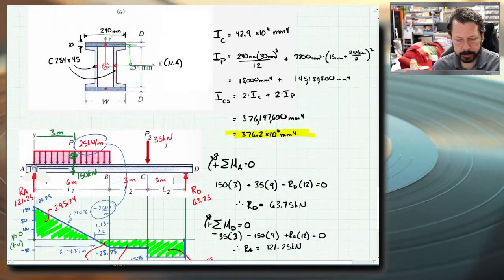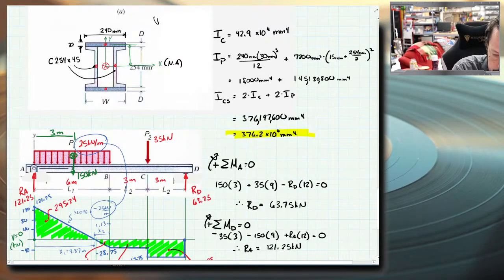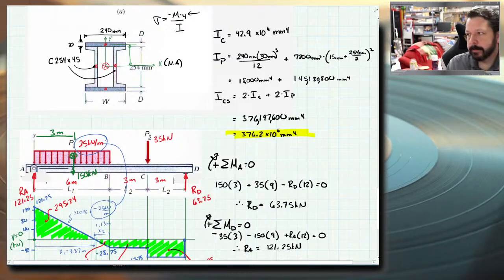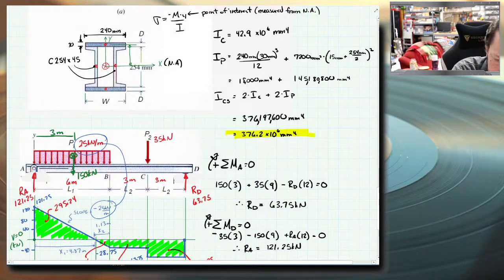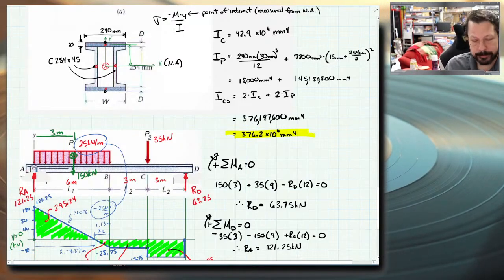So on the top of the beam, in our equation, sigma equals negative M times y over I. This y value controls the point of interest, and it's measured from the neutral axis. So for the top of the beam, maybe right here, y is going to equal 30 plus half of 254 millimeters. For the bottom point, it's the same exact thing, but negative.